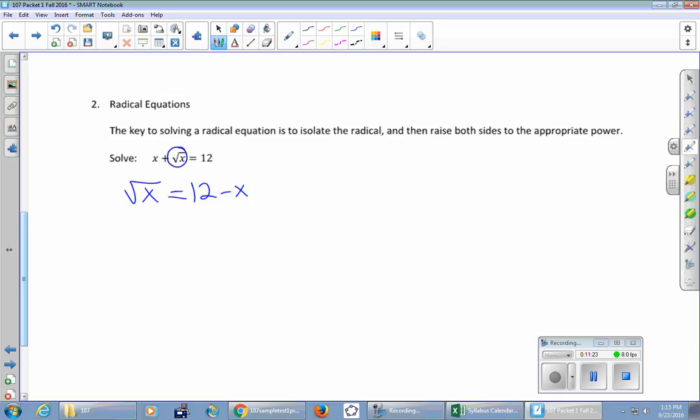And it says raise both sides to the appropriate power. We're trying to get rid of the radical, whatever that means. In this case, what's going to get rid of the square root is squaring it. So we're going to square that side to get rid of the radical, and then we're going to square the right-hand side just because we have to do the same thing on the right-hand side that we did on the left.